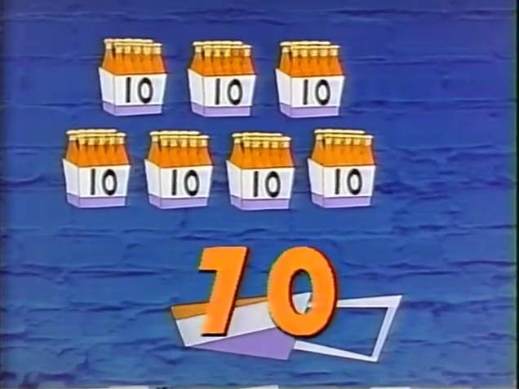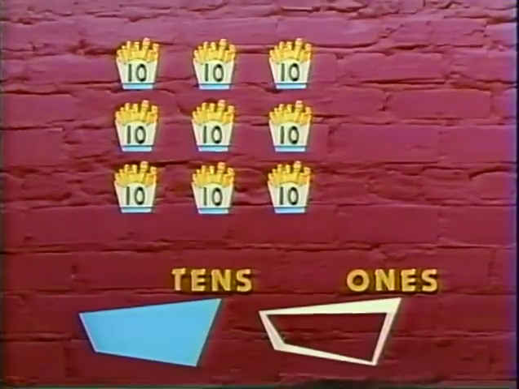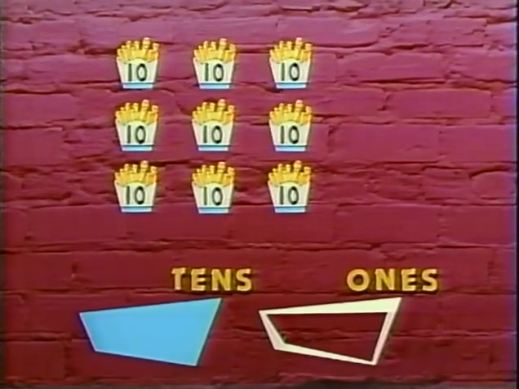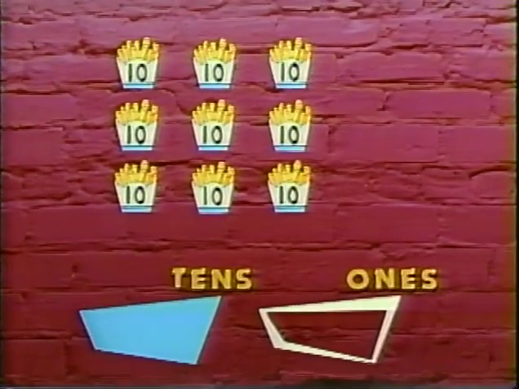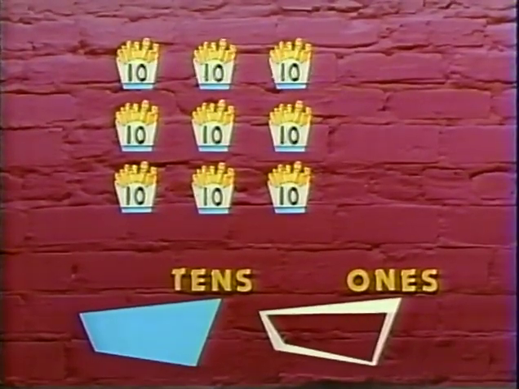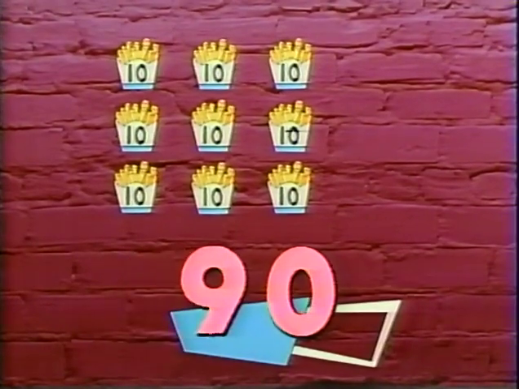And we write the numerals 7 and 0 to make the double-digit numeral 70. Here are some French fries. Each bag has 10 fries. How many are there? 90, and we write the numerals 9 and 0 to make the double-digit numeral 90.